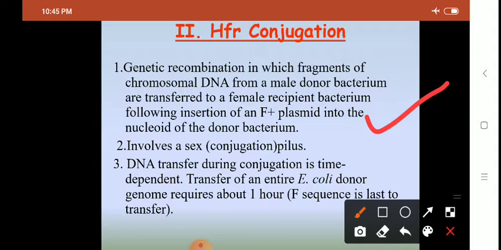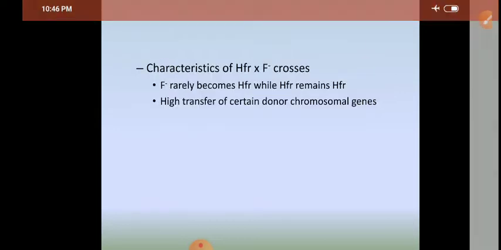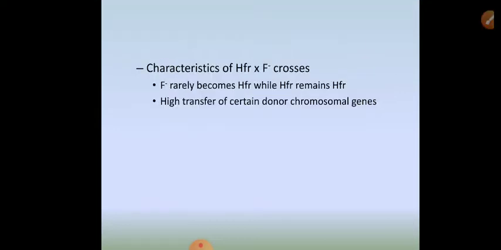Transfer of the entire E. coli donor genome to the recipient requires about 1 hour. But the cells do not remain in contact for 1 hour. The conjugation bridge is dissolved before 1 hour, and hence the complete genome or the complete F factor cannot be transferred from donor to recipient, and hence the F minus cell remains F minus, but it does not become F plus, but conjugation or recombination takes place.